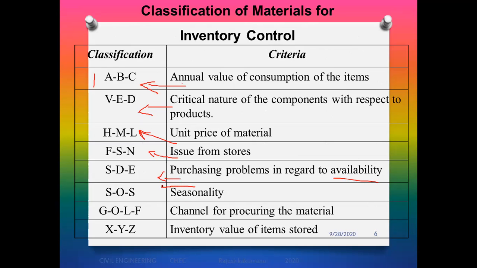ఇది మనకి seasonable type of criteria it will give. Next, GOLF, not a golf game కాదు ఇది, GOLF, that is the channels for procuring the material. So GOLF is a classification or analysis where these are used for purchasing the material. అదొక ఛానల్ మాత్రమే, అంటే ఏ పద్ధతి ద్వారా we will procure the material. నెక్స్ట్, XYZ criteria. సో ఈ XYZ క్రైటీరియాలో ఇన్వెంటరీ వాల్యూ ఆఫ్ ఐటమ్ స్టోర్డ్.